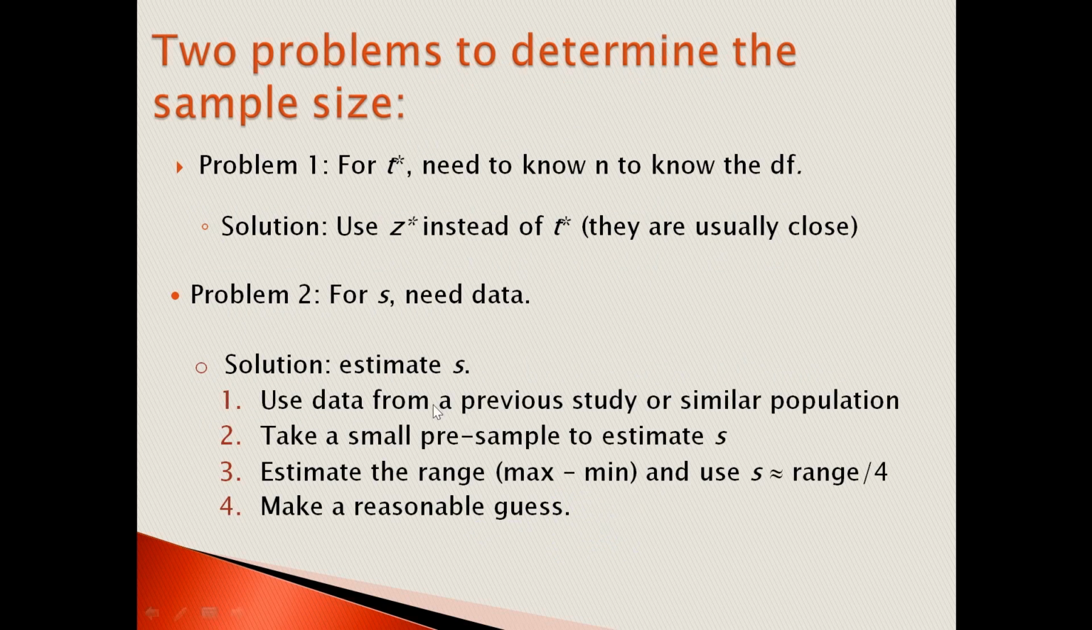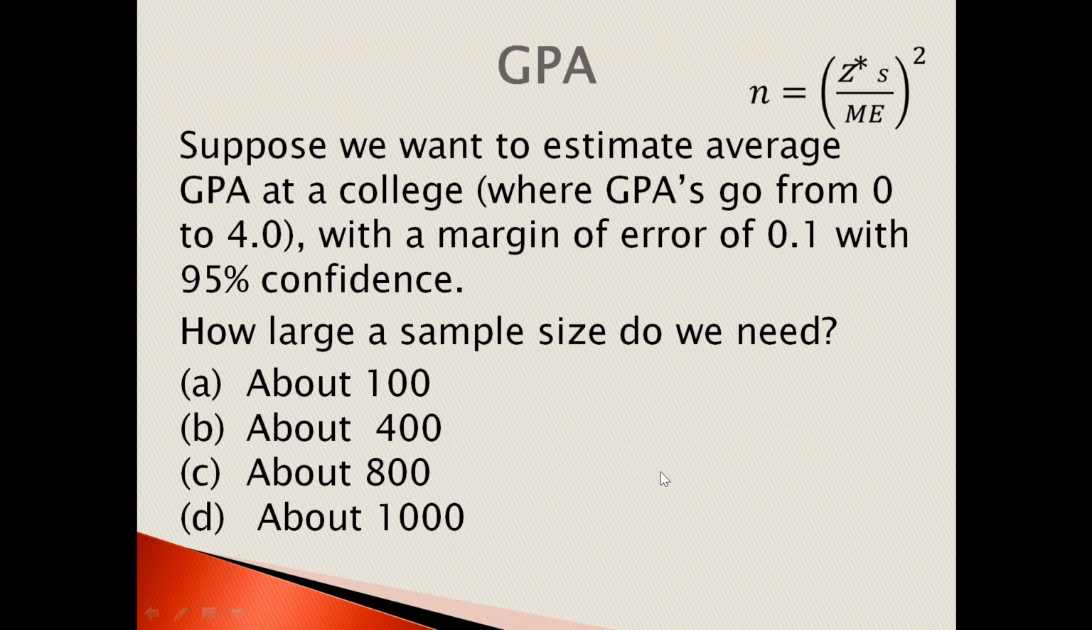We can either use data from a previous study or similar population. We can take a small pre-sample and estimate the S for that sample and use it. We can estimate using the range, which is maximum minus minimum, and divide that by 4. Or we can make a reasonable guess. So in the next example, we will use this choice here, and I'll show you how.